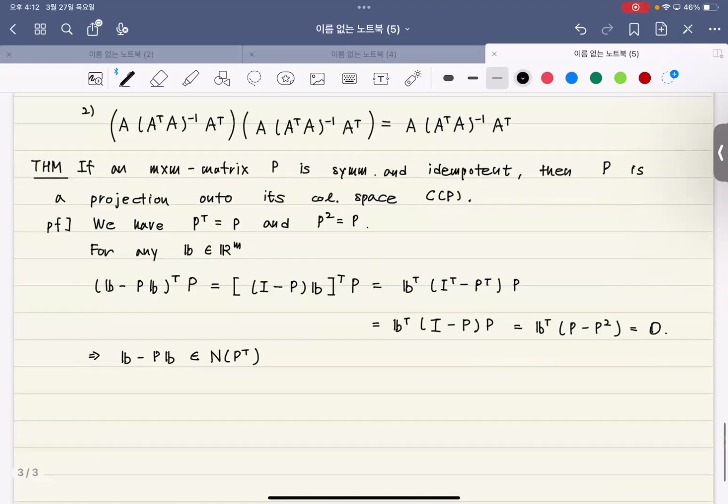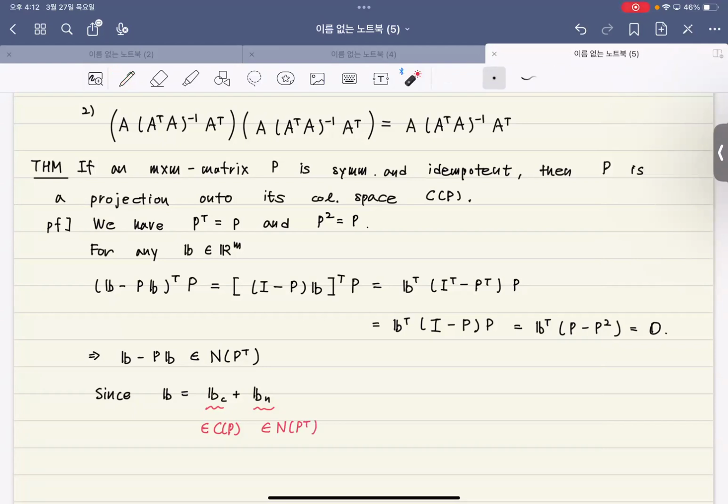What now? I have to be a little bit careful. This time I'm going to make use of the fundamental theorem of linear algebra. According to the fundamental theorem of linear algebra, this vector can be written uniquely as a linear combination of Bc and Bn. Here, Bc is the component of B that is in C of P, and Bn is the component in the left null space. Rn can always be written as a direct sum of the column space and the left null space. And this is a direct sum, therefore this decomposition must be unique.